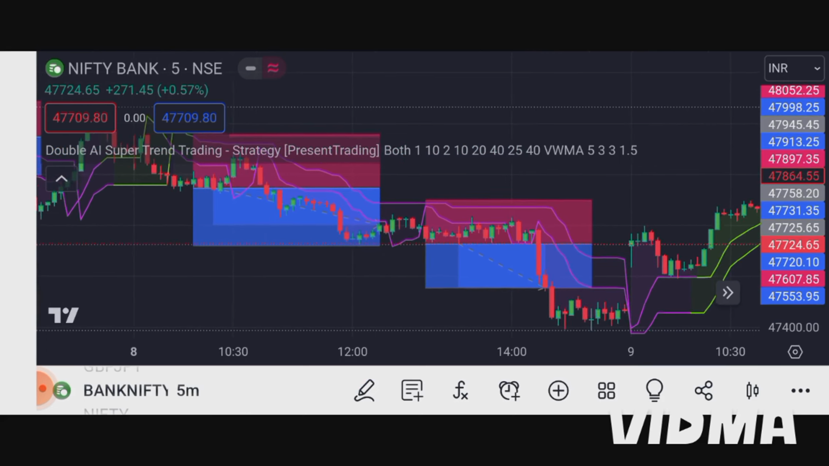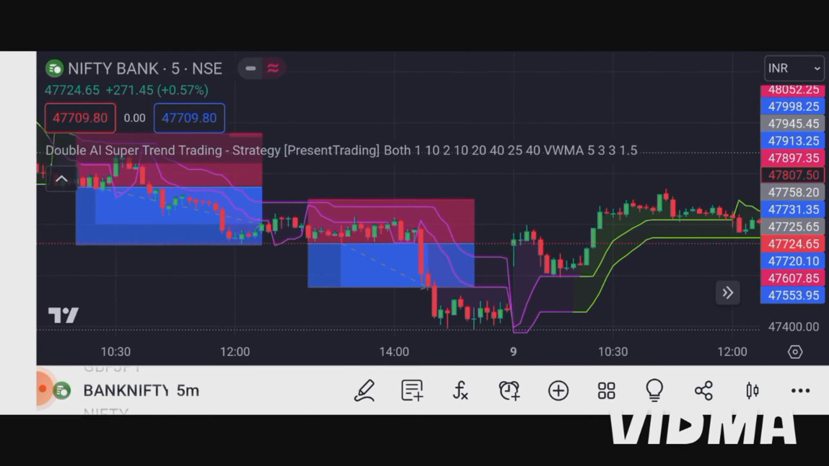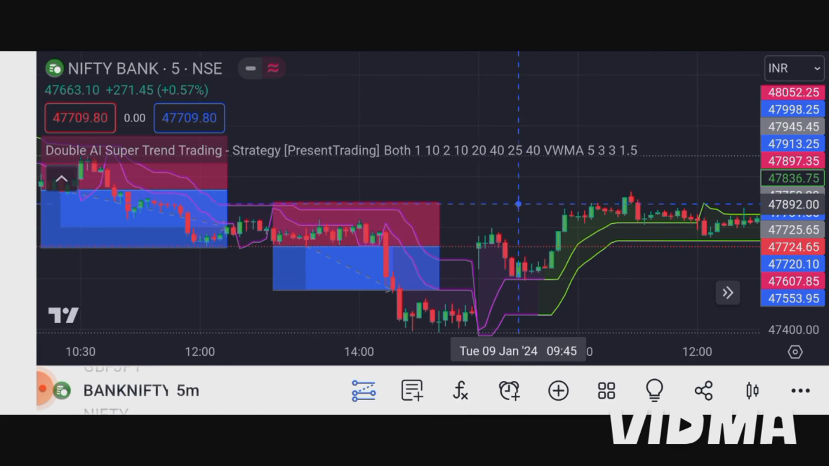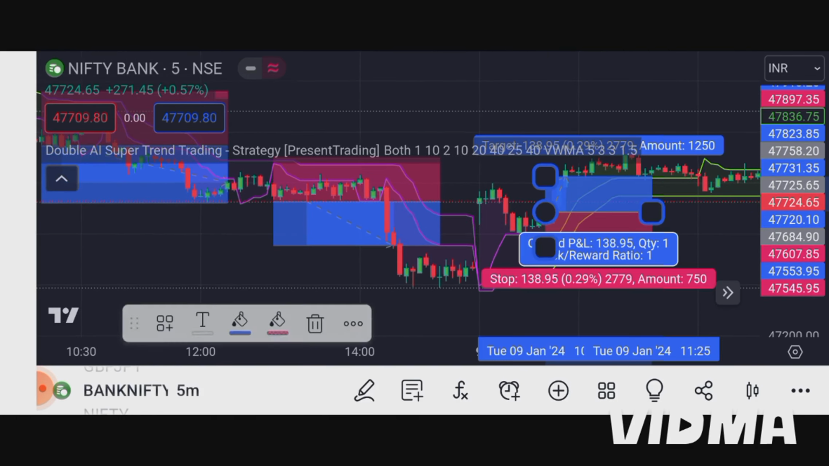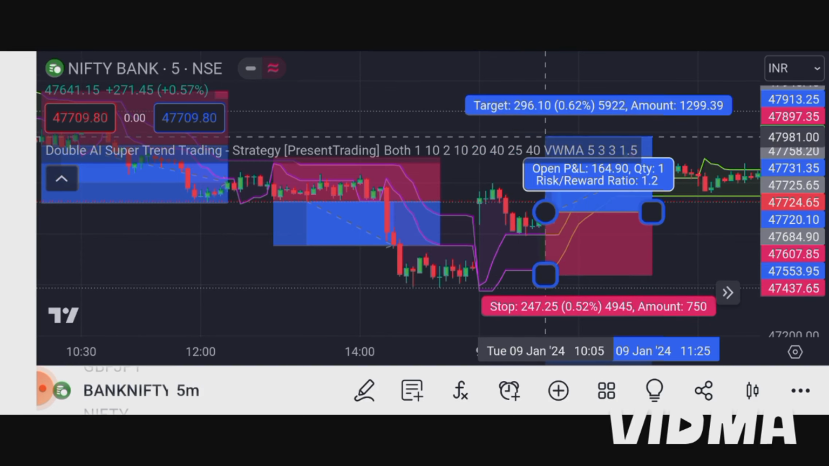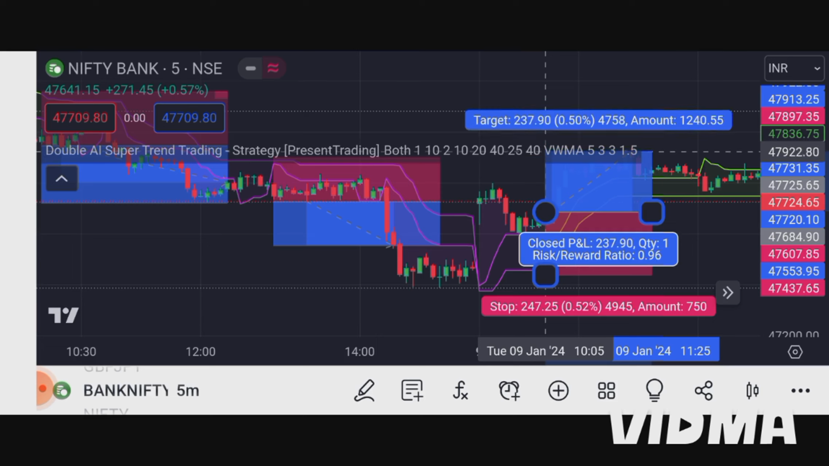Again we wait. Now if you check, price is above the purple, so once both lines are green, we go for a buy trade above this candle, and the stop loss is below this line and the target is 1 to 1.